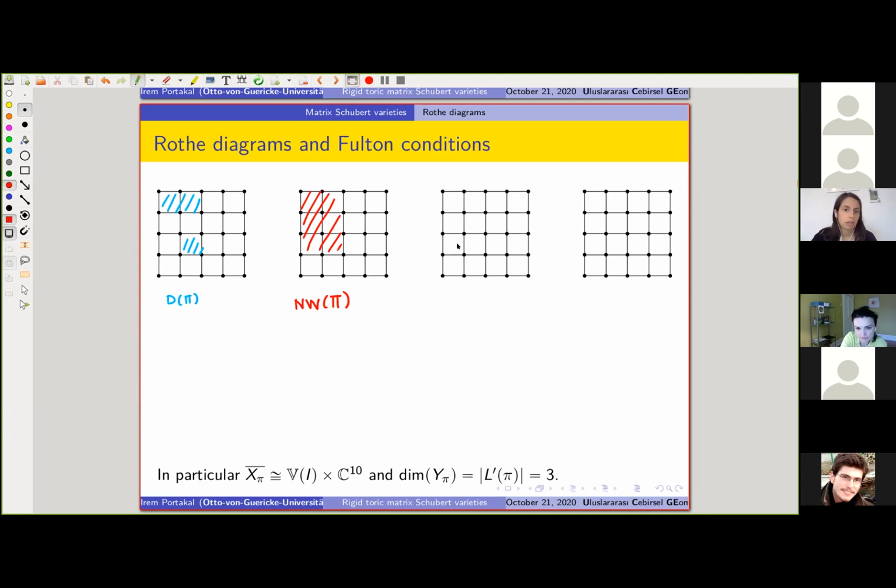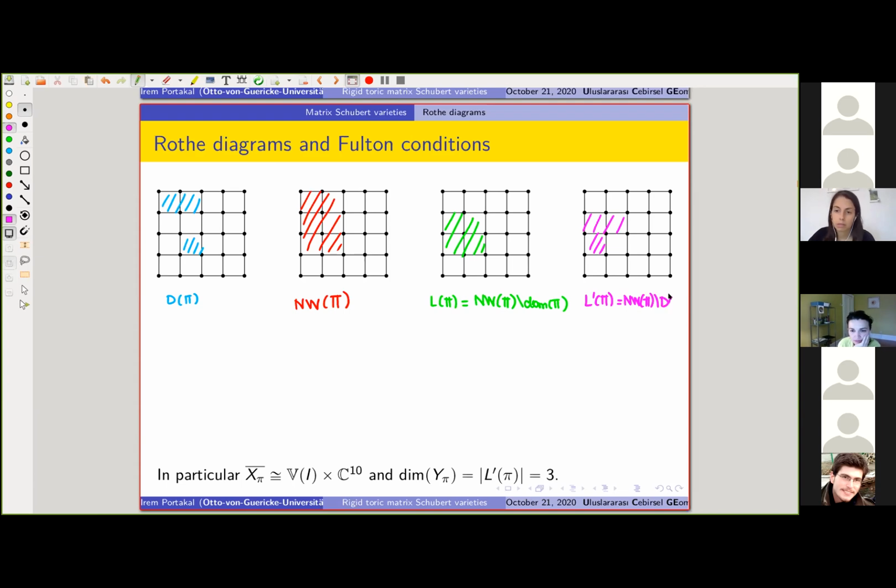And next I talked about how the dominant part is basically encoding the zero entries in the matrix. So I'm going to call L pi the northwest boxes without the dominant part. So this is going to be here, for example. And one more thing is that we'll also be interested in these boxes, which is called L prime, defined as the northwest boxes without the rotor diagram.